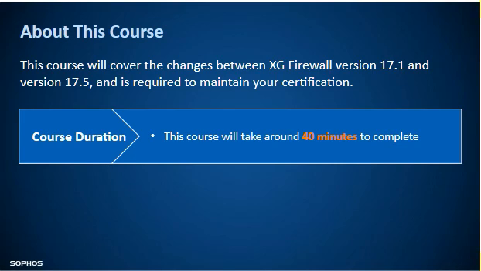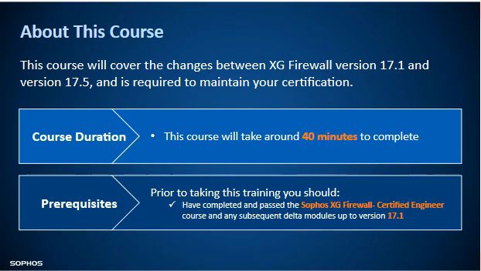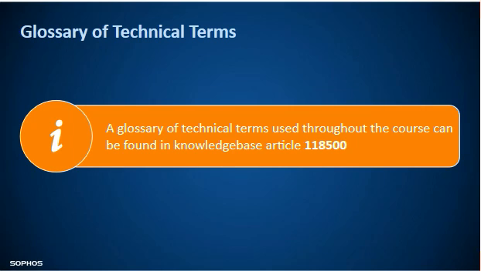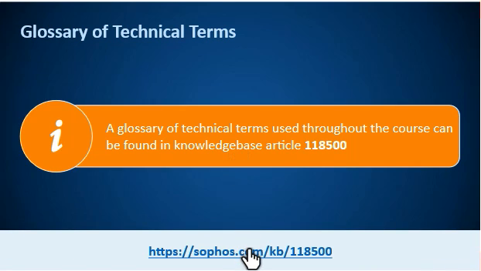maintain your certification. Prior to taking this training, you should have completed and passed the Sophos XG Firewall Certified Engineer course and any subsequent Delta modules up to version 17.1. A glossary of technical terms used throughout the course can be found in Knowledge Base Article 118500.